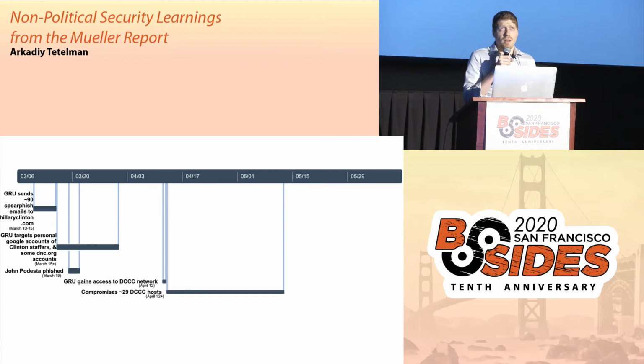Some people may not realize that the DCCC was hacked at all, or that they were hacked first before the DNC, but they were hacked first. So you might ask the question, how was the DNC hacked? Was it also through spear phishing?